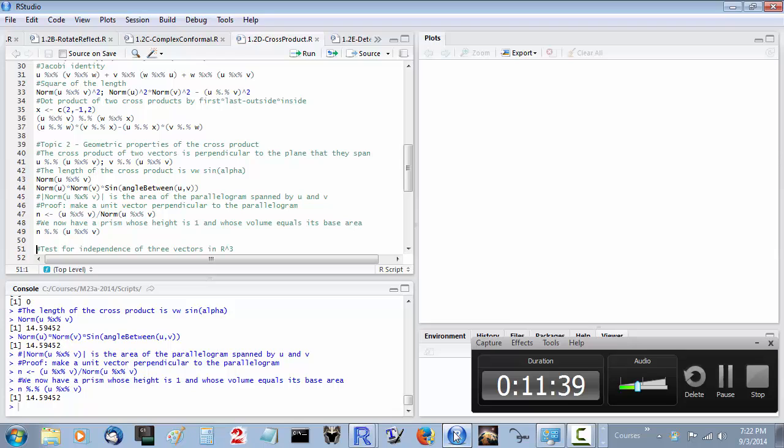But since the height is 1, the volume of the prism must be equal to its base area, which proves that the base area is equal to the magnitude of u cross v.